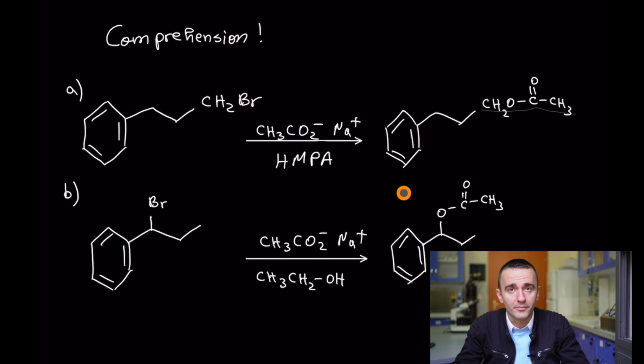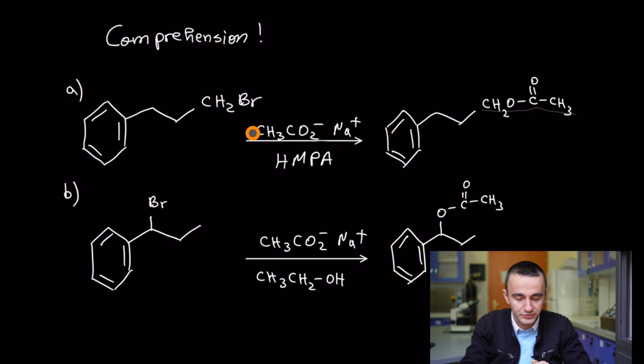Let's do some simple comprehension here. Take a look at these two reactions. No need for naming or anything else, just to understand whether any of those two reactions is SN2 or not. Take a look at the first one, point A. As you can see here, this is a primary halide, good for SN2 reaction. HMPA, perfect solvent for SN2 reaction. The nucleophile here is negatively charged, even better for SN2 reaction. So this is for sure an SN2 mechanism.